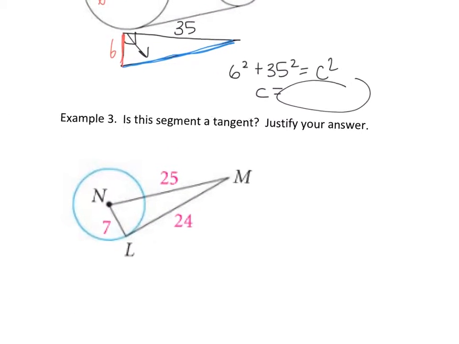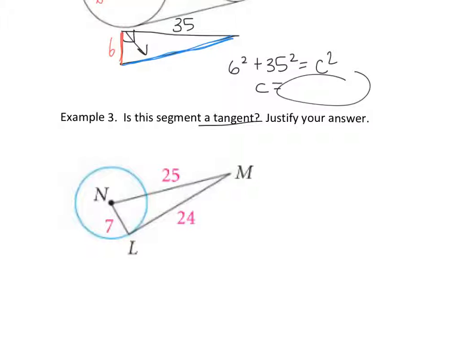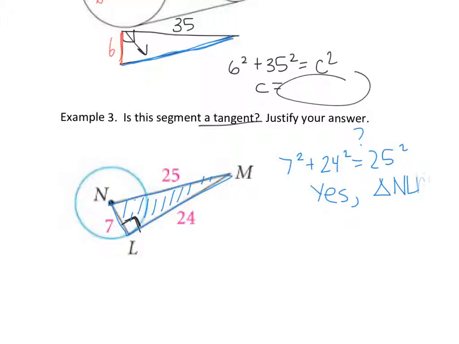And down here, is this segment a tangent? Remember, if it's going to be tangent, it means that this has to be a 90-degree angle. So if this is 90 degrees, it means that this has to be a right triangle. So we can check to see if this triangle is right by seeing if the Pythagorean theorem holds true. Does 7 squared plus 24 squared equal 25 squared? When you calculate this, does this work? And the answer is yes. So therefore, yes, triangle NLM is a right triangle.